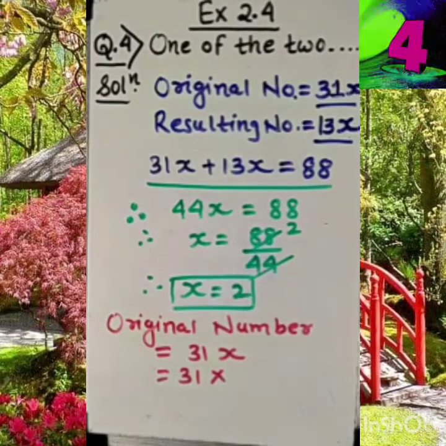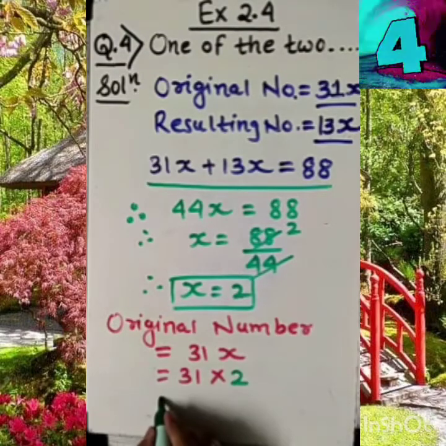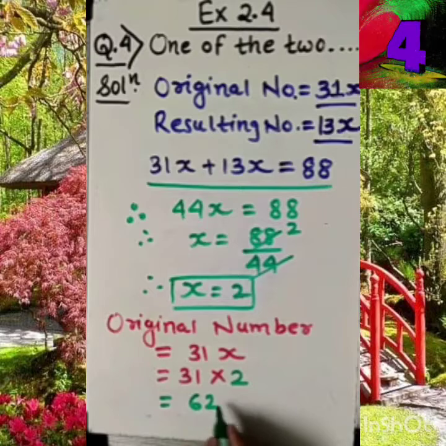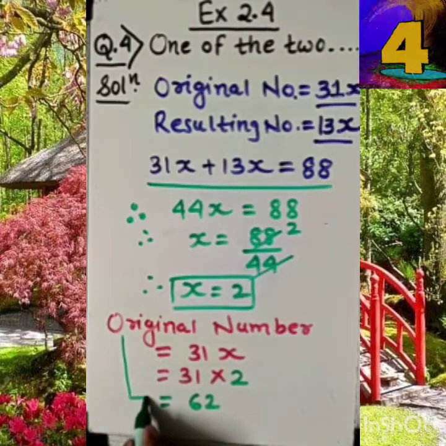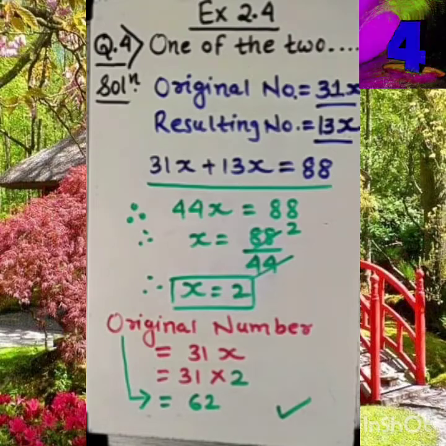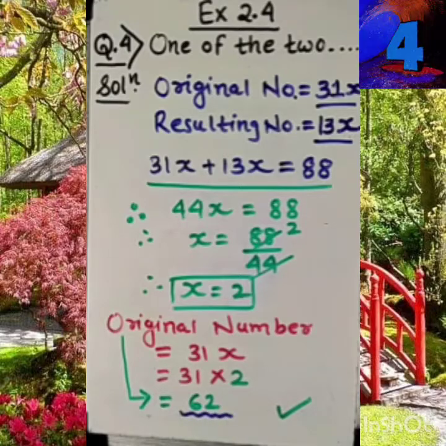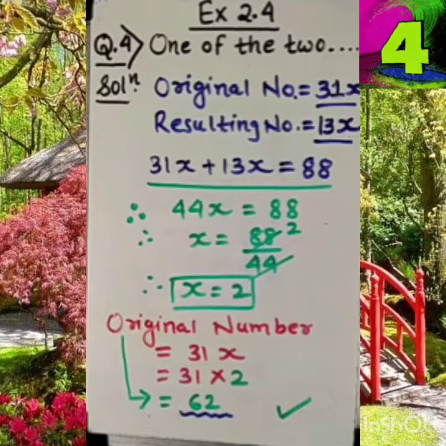So what is the double of 31? You know, 31 times 2 is 62. So what is the original number? It will be 62, which is the required result. Therefore, you can mention the original number is 62. This is the complete solution of question number 4.